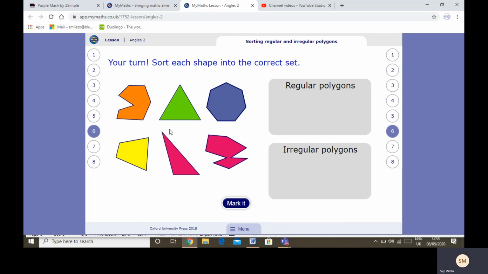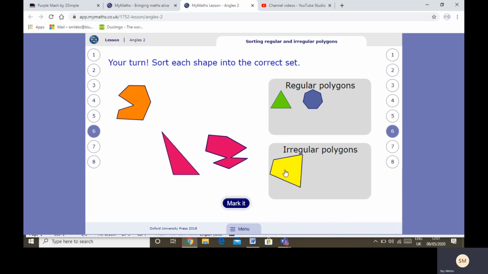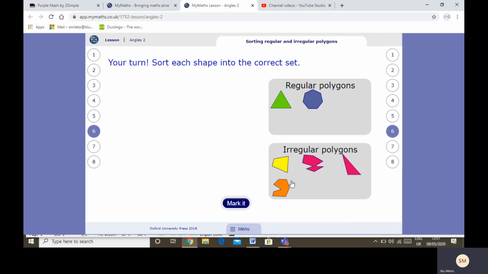So let's sort them into regular and irregular. That one I can see it's got nice equal sides. The same with this one, which is a 1, 2, 3, 4, 5, 6. It's a hexagon. Oh, it's not. It's a septagon. 1, 2, 3, 4, 5, 6. It's got 7 sides. But these are irregular, because you can see that not all the sides are the same size.